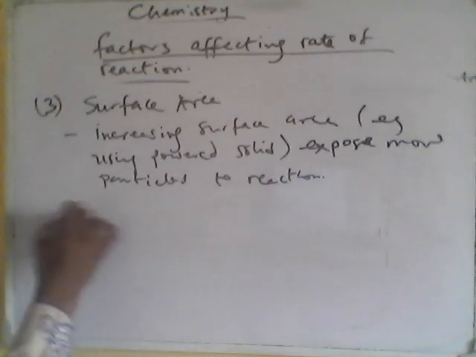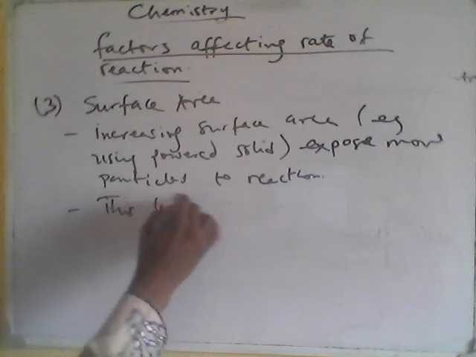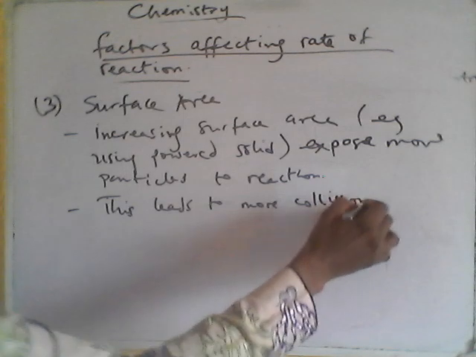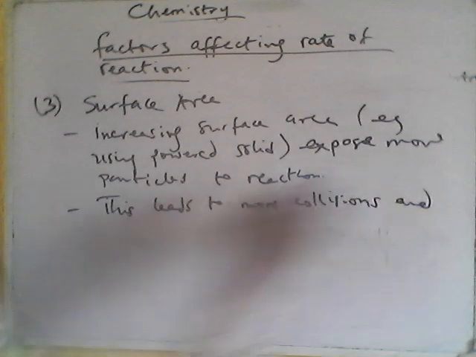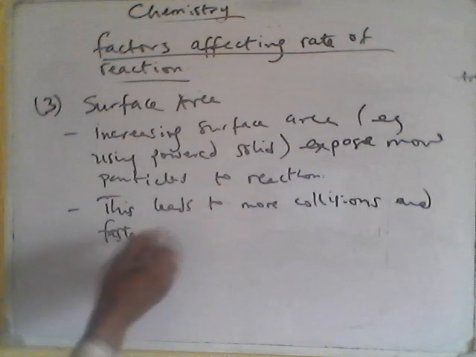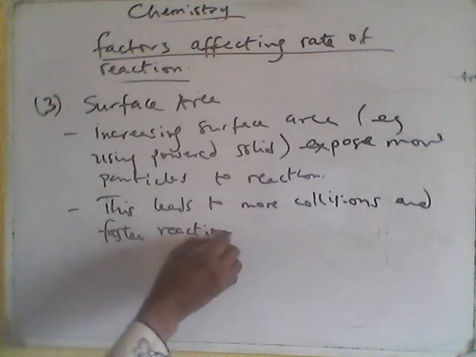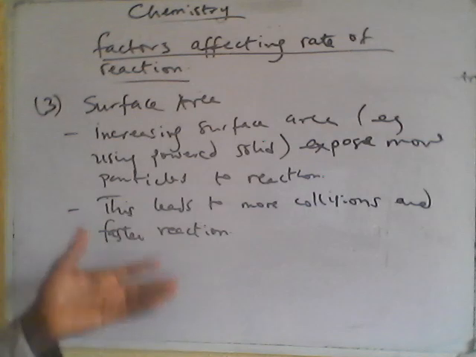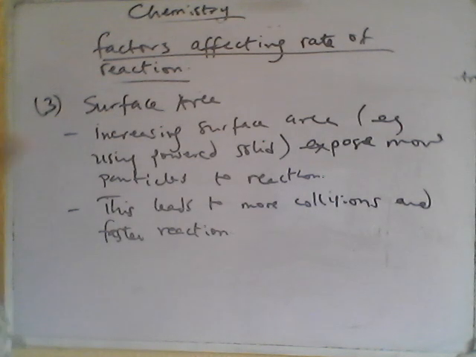So when this happens, this leads to more collisions and a faster reaction. So you see, the end goal is to achieve a faster reaction. The reverse case is a slow reaction. If my surface area is not wide enough, the reaction will take some time. But if you have a surface area that is wide enough and there's more contact, more exposure of the substance because of the wide surface area, the reaction becomes faster.